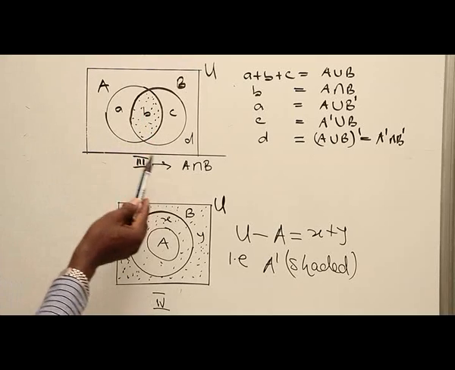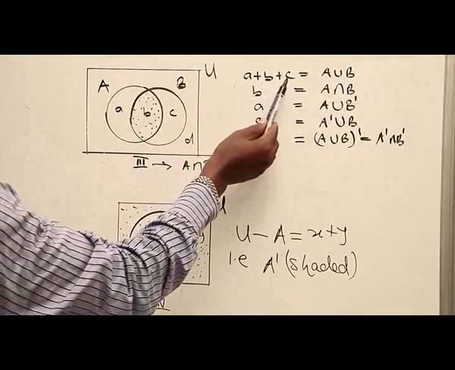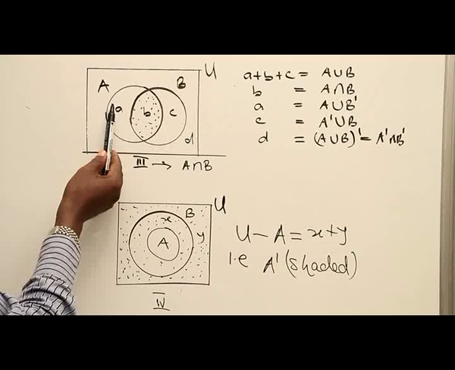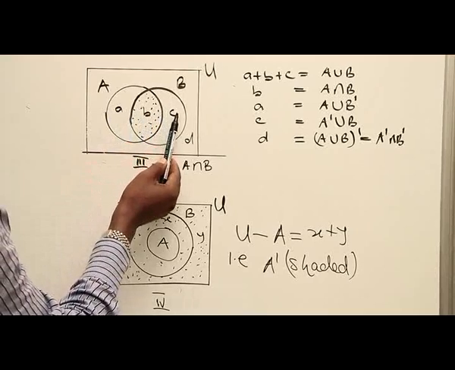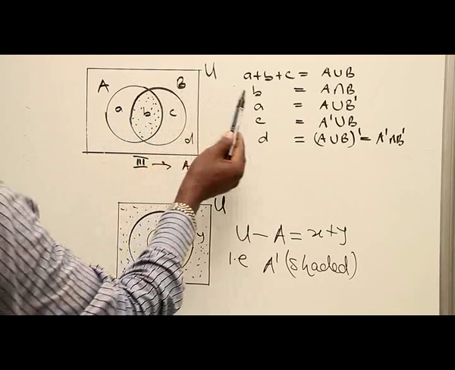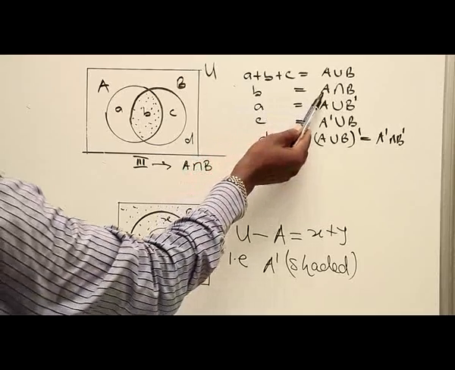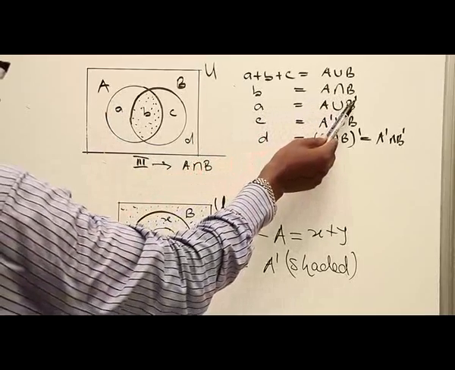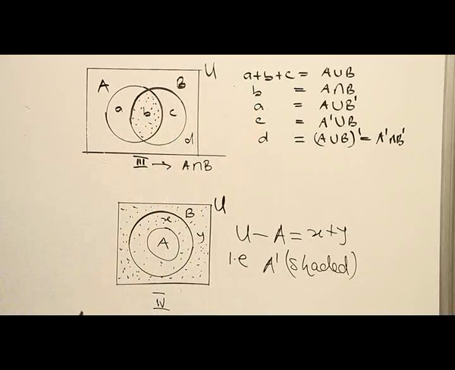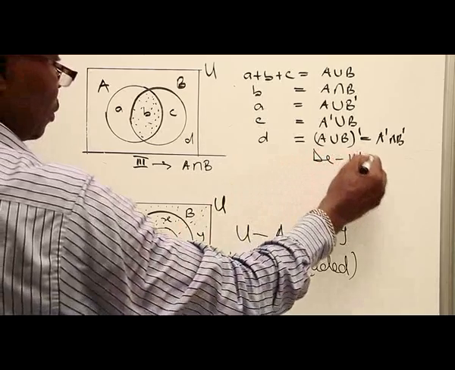Now from here, we can also deduce that A plus B plus C is equal to A union B. The union of the sets A and B is the sum of the elements in A and the elements in B plus the elements in C. While B on its own specifically is defined as A intersection B. A on its own is defined as A intersection B complement, outside B. And C similarly is A complement intersection B, while D is A union B complement, which is also equal to A complement intersection B complement. This is De Morgan's law.